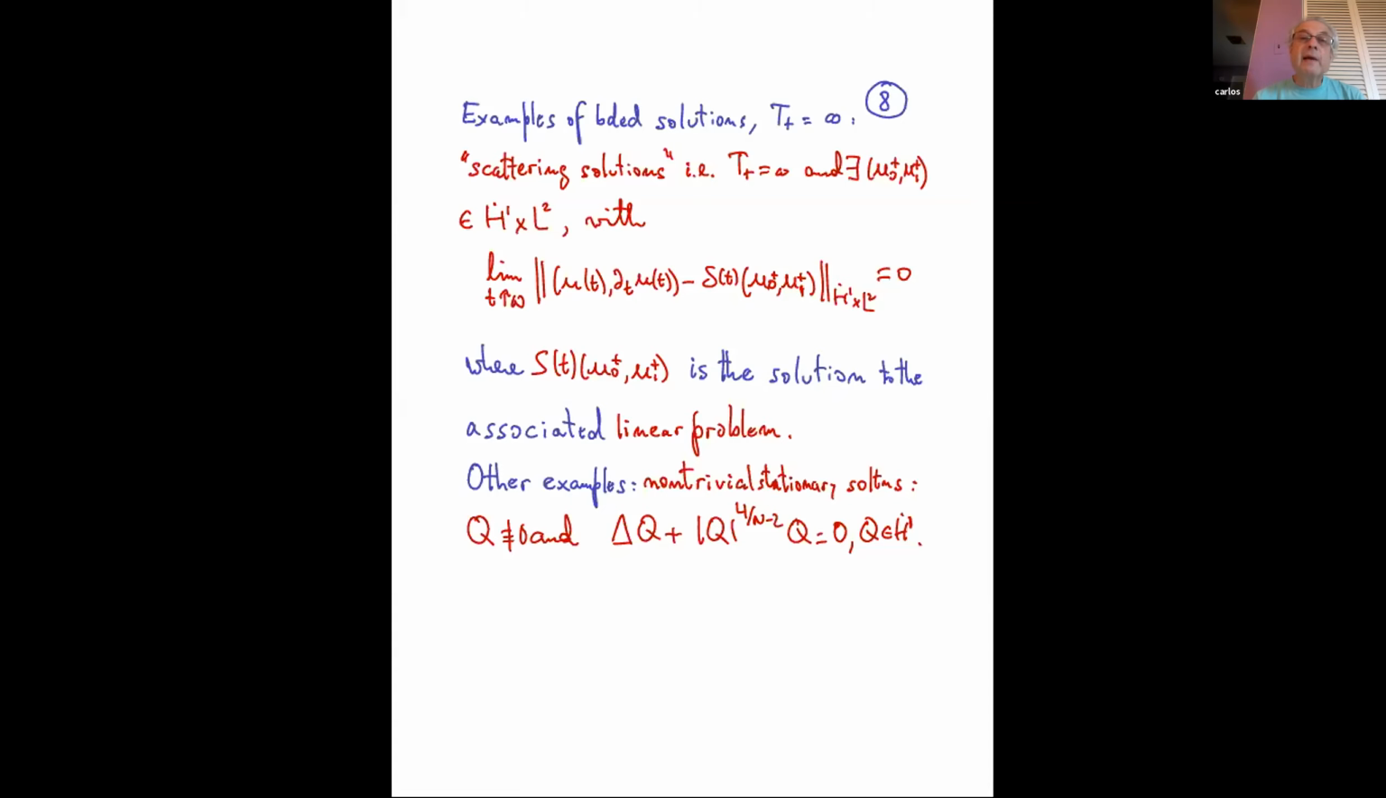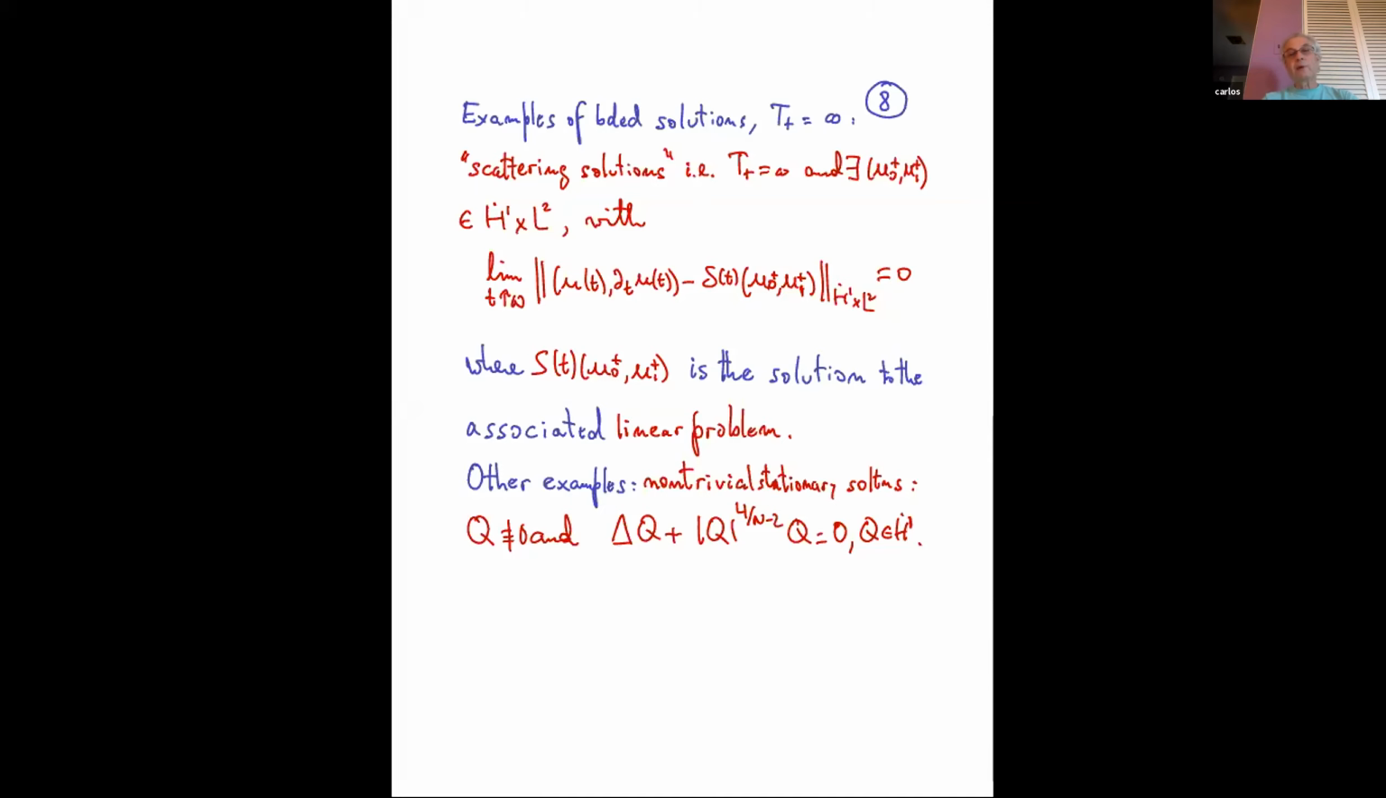Also, all small data are scattering solutions, and so they live for all time and remain bounded. Now there are examples of solutions that remain bounded that do not scatter. And the first examples are non-trivial stationary solutions.